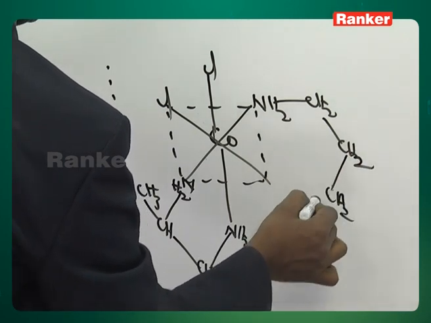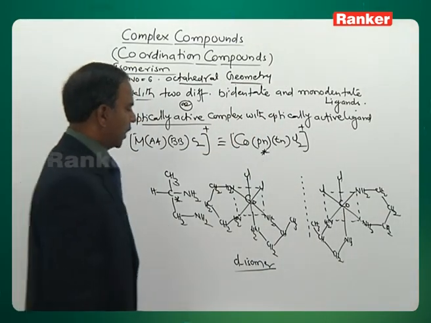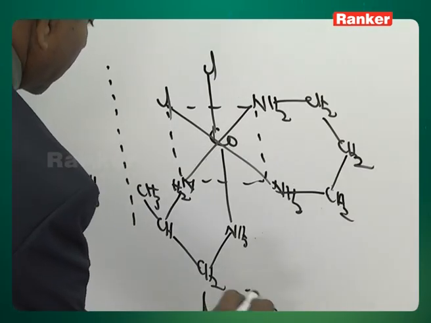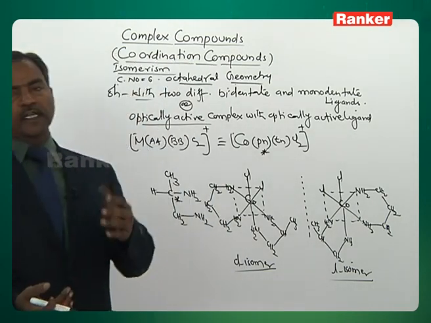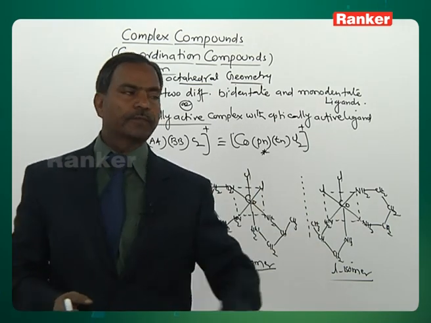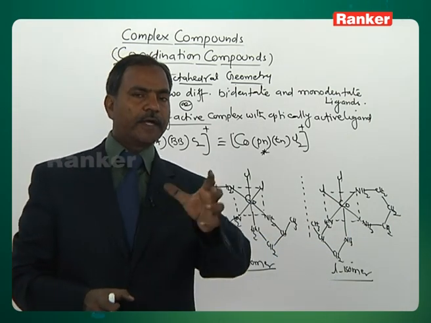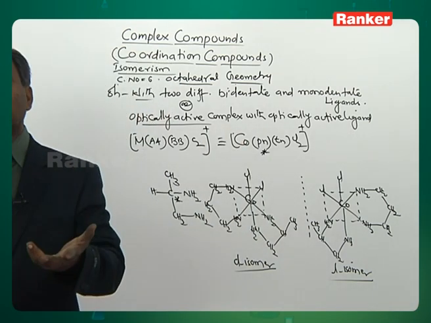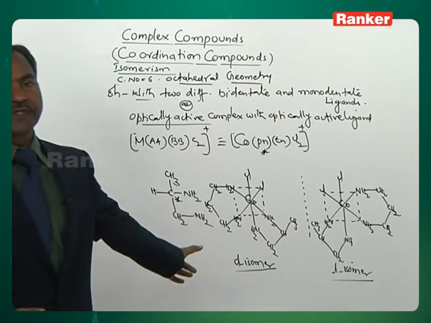CH2, CH2 and NH2. Once you say one is D, the other will be L. See, octahedral geometry with monodentate completed, octahedral geometry with bidentates and monodentates, and with two different bidentates and monodentates. In that, we are taking an optically active complex which is carrying an optically active ligand. This is the best example under this.